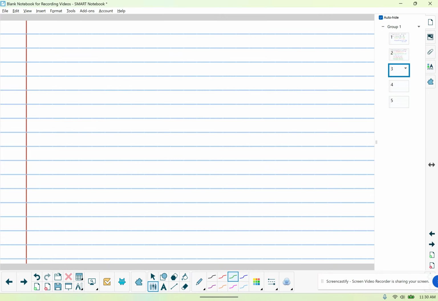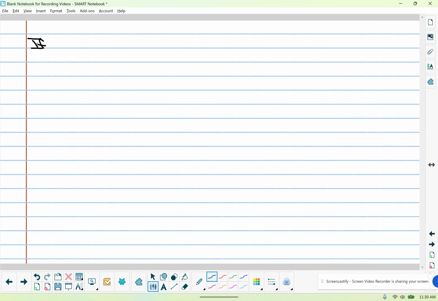Okay, so this example says if f of x equals 2x squared plus 1 times 4x minus 3. Find the value or values.